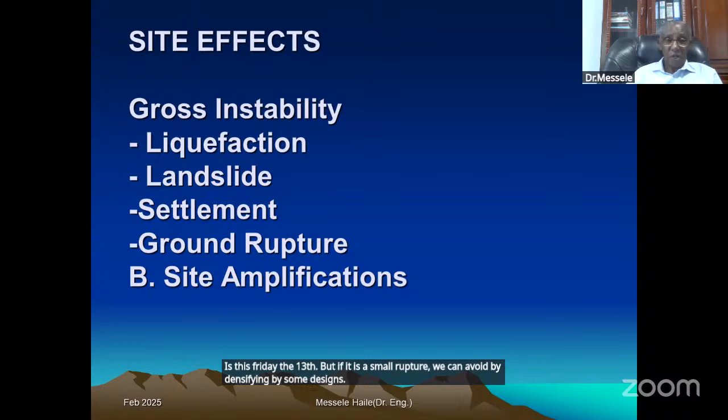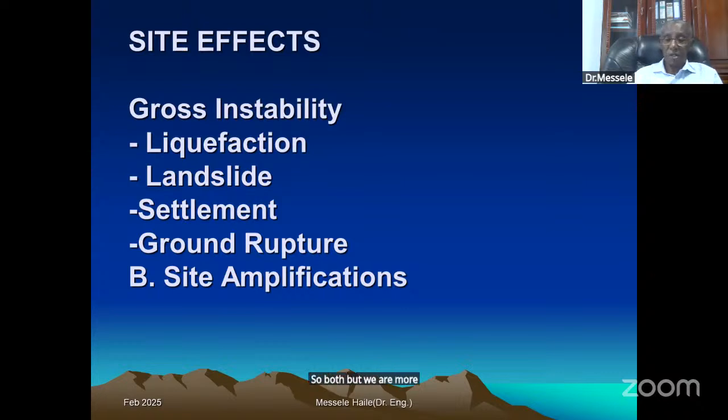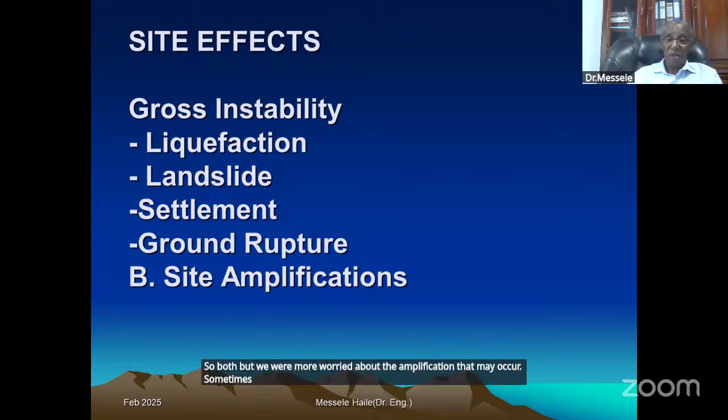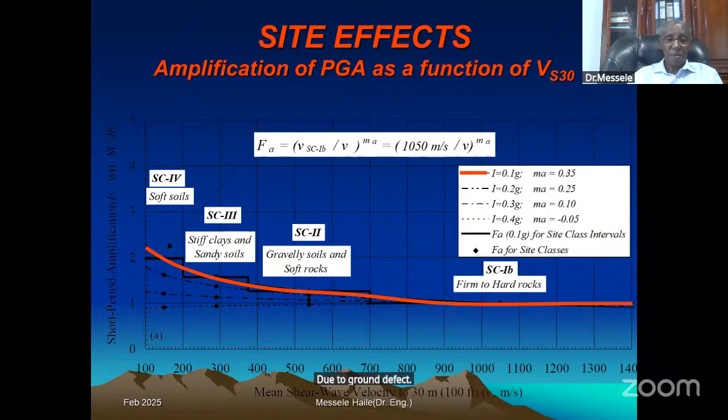The second aspect of ground effect is the site amplification. Means a given shaking comes to the site and it is amplified or de-amplified. Sometimes it is not amplified but de-amplified. High frequencies could be de-amplified on soft soil, and low frequencies could be amplified on soft soil. So both, but we are more worried about the amplifications that may occur. Sometimes the ground shaking, or the peak acceleration and peak velocity, could increase up to 2 or 3 times due to ground effects only.